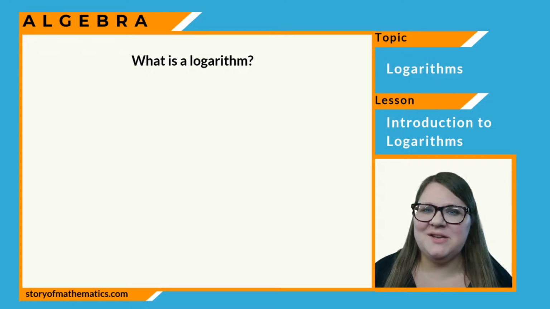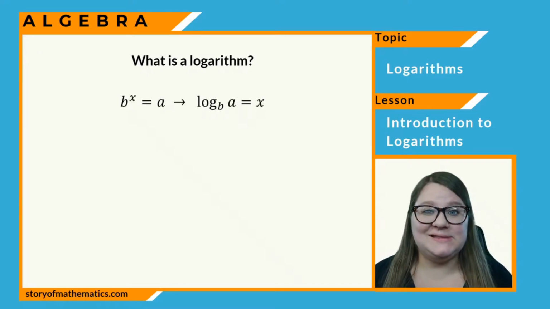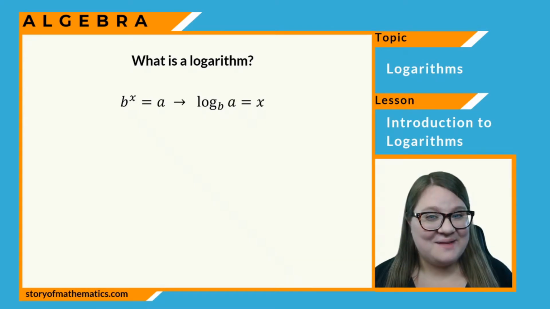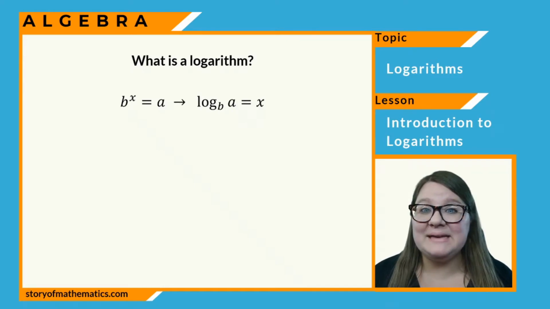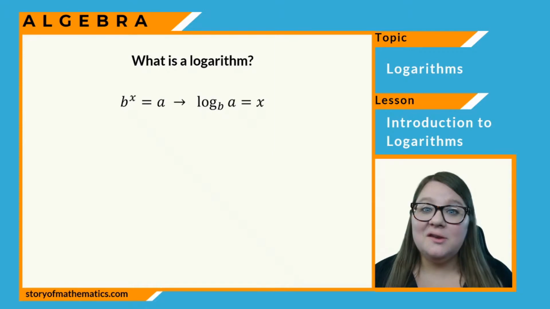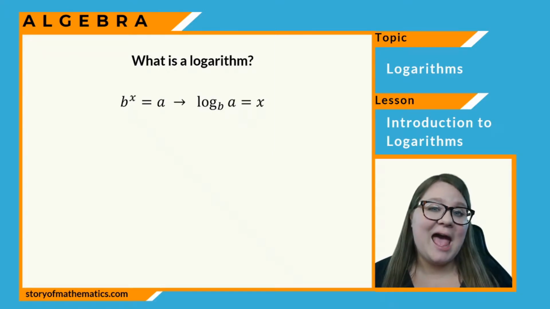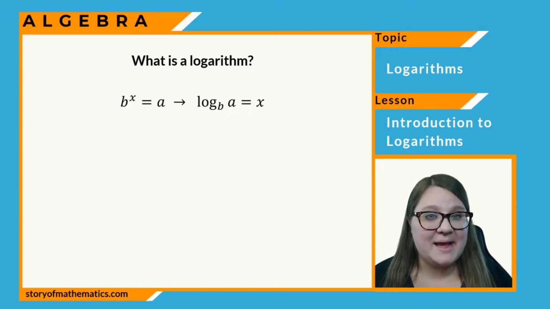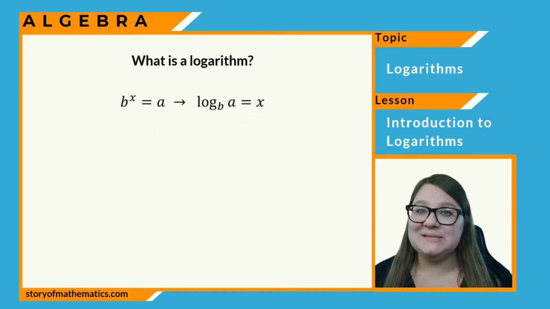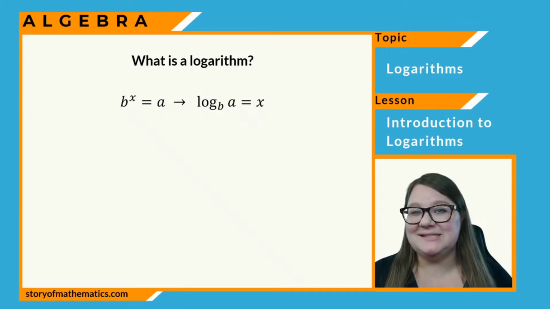Well, if you happen to know that b to the x equals a, then you can rewrite that out of its exponential format into logarithmic format by writing log base b of a equals x. Notice here that the base of the exponent is the same thing as the base of the logarithm, all right? And then the exponent goes to the other side.